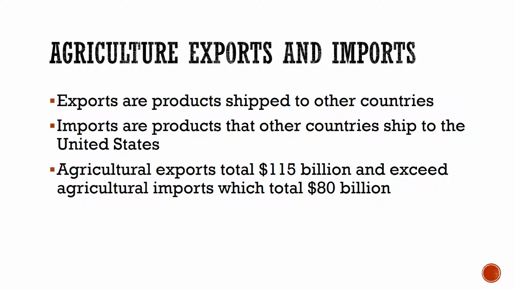We do grow rice in the United States, but we also import it from different countries as well. If you look at the numbers, we export about $115 billion and we import about $80 billion, so there's definitely a difference there. But one thing that's for sure is that our economy in agriculture really depends on imports and exports and how we utilize them.